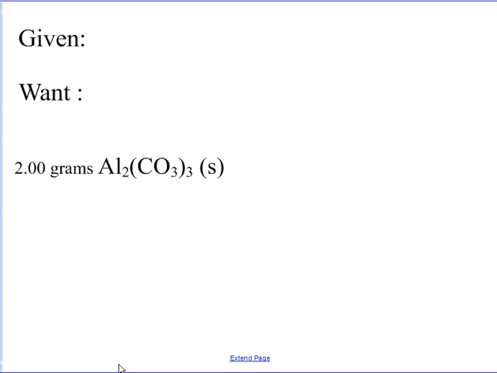So for this calculation, we know that we're starting with 2 grams of aluminum carbonate. So let's put that up there as our given, 2.00 grams of the unknown. If my unknown was aluminum carbonate, and I don't know ahead of time what my unknown is, I just have to prepare ahead of time and do calculations for every possible unknown listed.